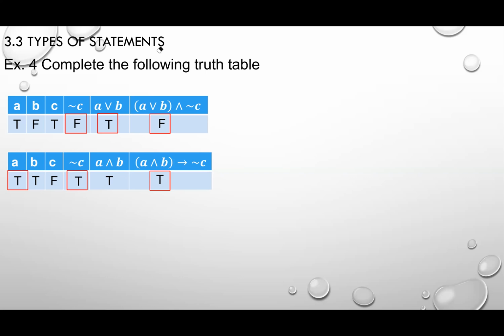So a question in terms of the first two items we have here, in terms of the first two truth tables that we need to fill in.